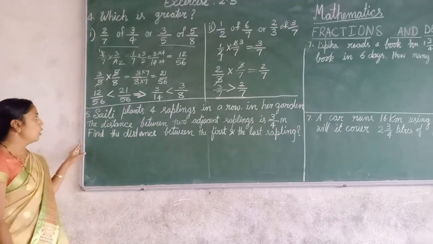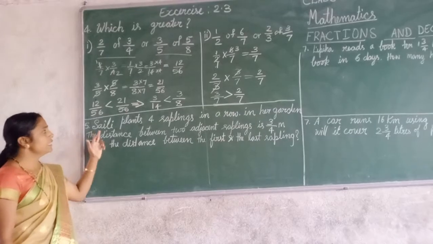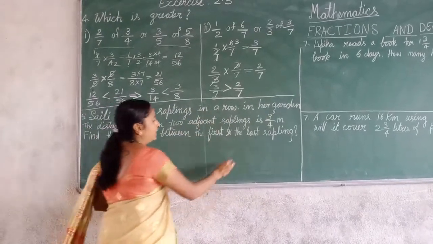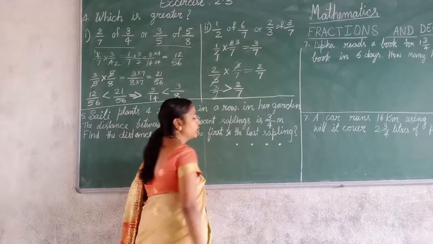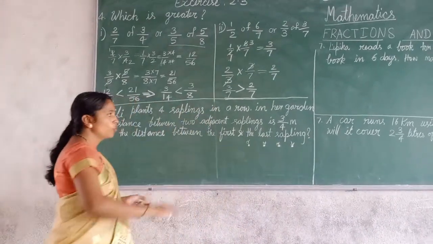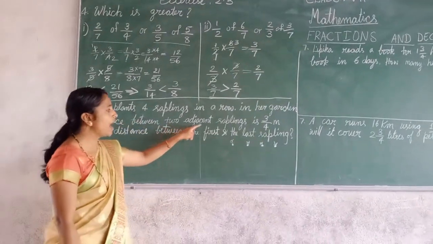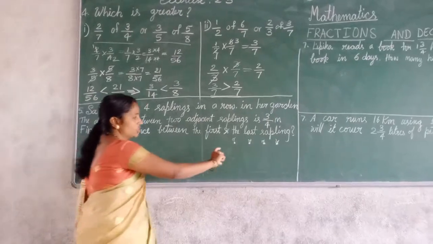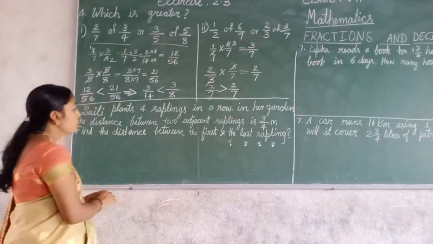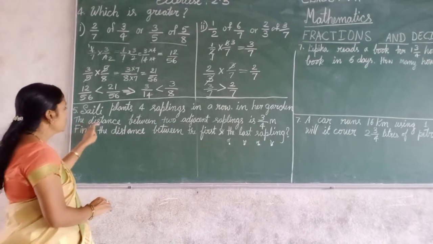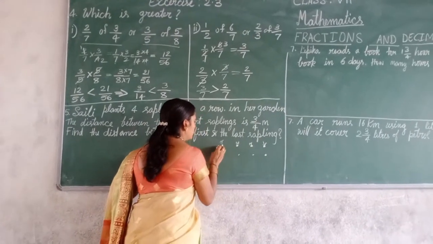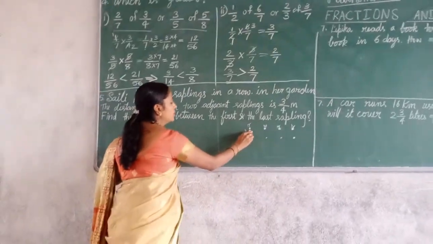Now let us come to the word problems. The fifth one is a word problem. Celine plants 4 saplings, a sapling is a seedling, in a row. If you put it in the form of a picture, it is very easy. These are the saplings in a row in her garden. The distance between 2 adjacent saplings, that means side to side, is 3 upon 4 meter. So this distance is 3 upon 4 meter.